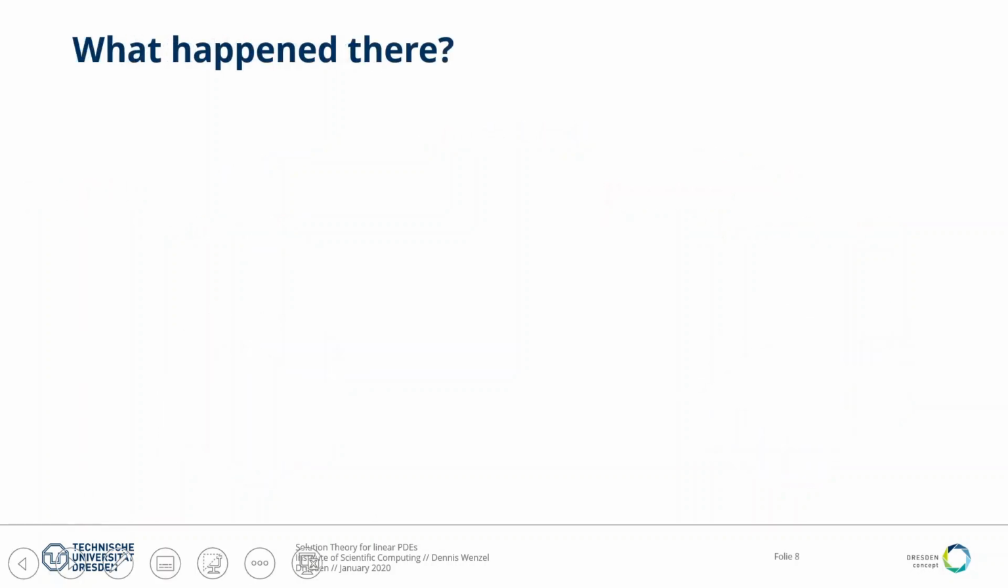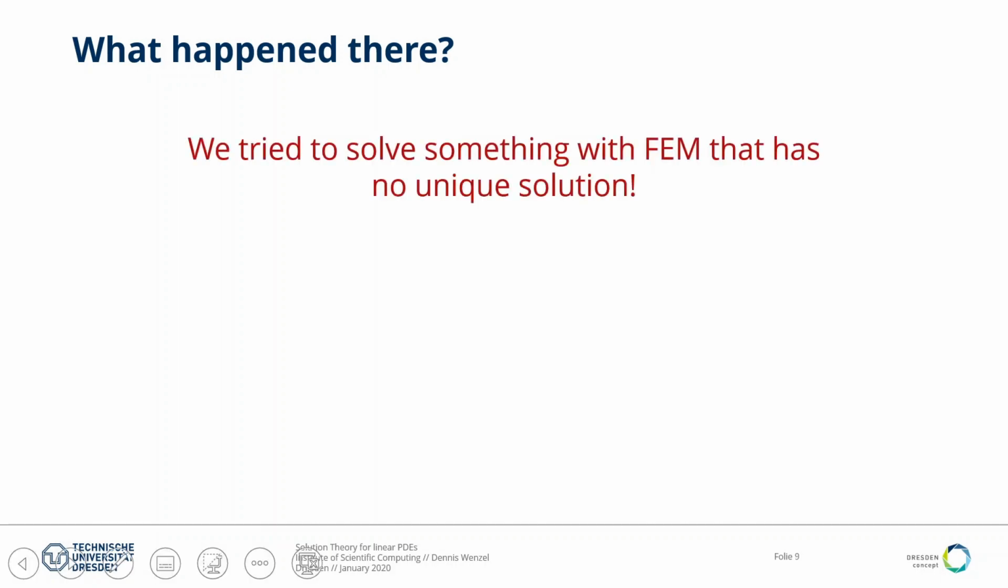And yeah, what happened here? Well, the answer to this question is as simple as it is complicated. We tried to solve something with a FEM that does not even have a solution. And that's the whole topic of today, to analyze how we can find out if something has a solution. But as a start, we want to be a bit more specific, to give you an intuition how this problem looks and what went wrong here.